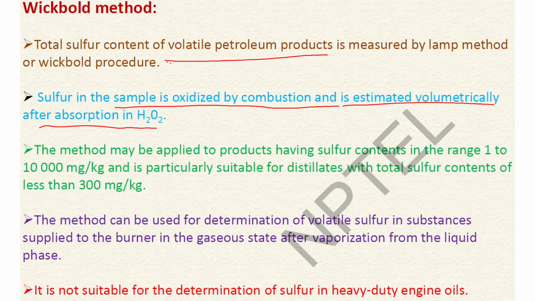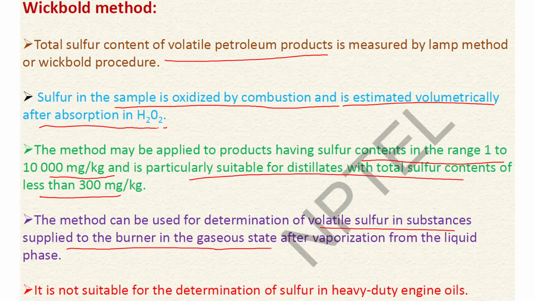The sulfur dioxide given out by this wick-bold test upon oxidation is absorbed into hydrogen peroxide. This method may be applied to products having sulfur content in the range of 1 to 10,000 mg per kilogram and is particularly suitable for distillates with total sulfur content less than 300 mg per kg. The method can be used for determination of volatile sulfur in substances supplied to the burner in the gaseous state after vaporization from the liquid phase.